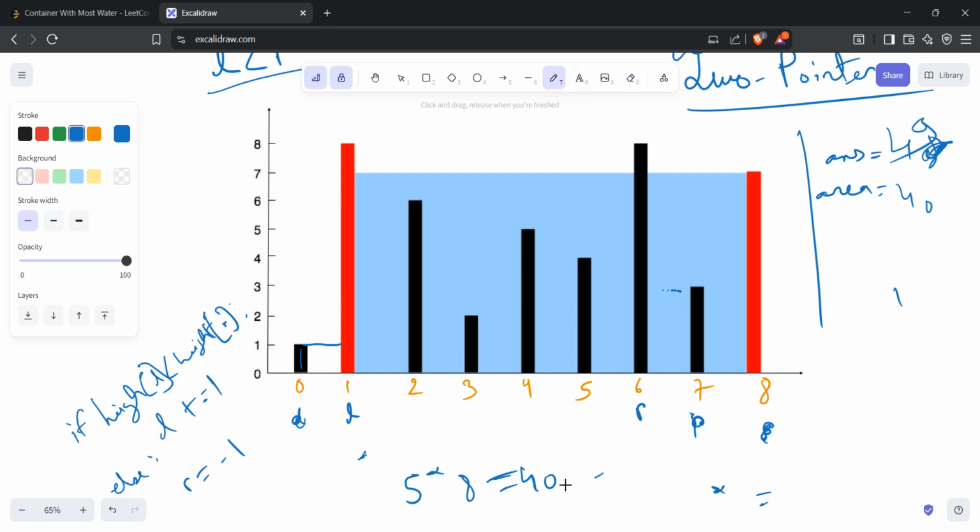Now we have to move either left or right. Is height of left less than height of R? No, that means we move R to the left. By this process, as long as the condition left is smaller than R is satisfied, it will continue, and if any greater area is found, it will update the answer variable. So this way we can proceed.